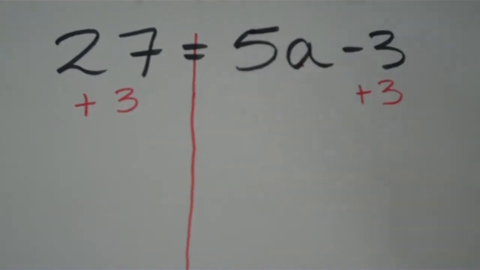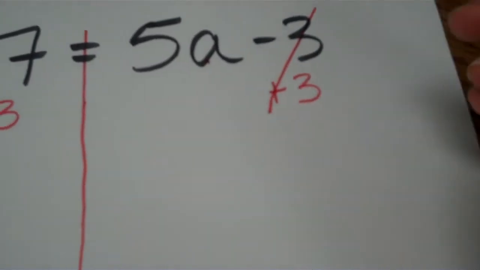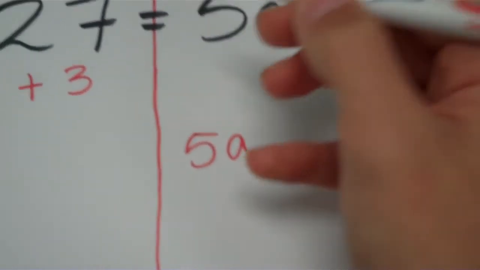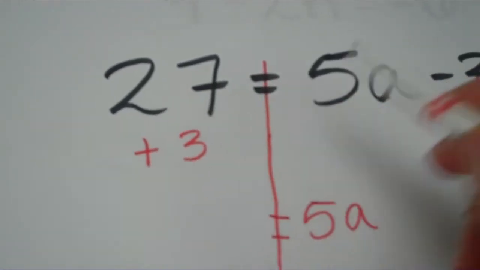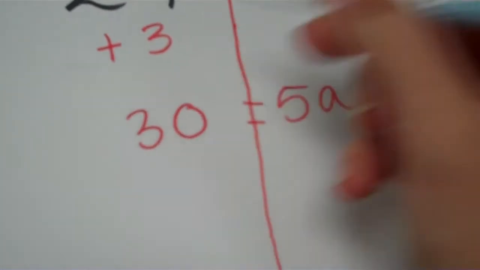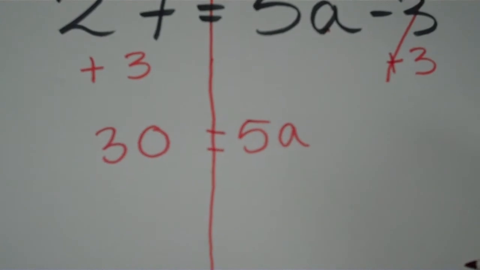Okay? We good? So these cross off because they're opposites. The 5a just comes down. The equals just comes down. And 27 plus 3, you can use your calculator, but 27 plus 3 is just 30. Alright? So we just got rid of the 3 by doing the opposite.